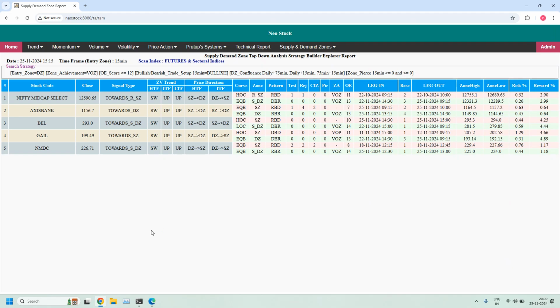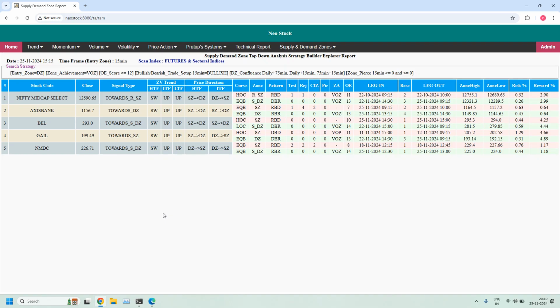In all these 5 stocks, the 15 minutes demand zone is part of the 75 minutes demand zone. Both together are again part of the daily demand zone. And the daily trend is sideways in all, so no need to look for EMA confluence, because in a sideways trend, EMA confluence does not give any extra advantage.